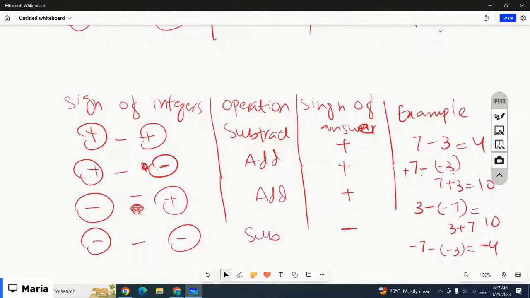These are the rules for subtraction. Now let's just start with the practice questions. We are going to apply these rules on the questions, right? Let's just start.